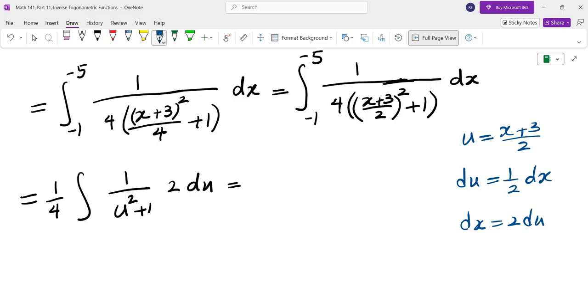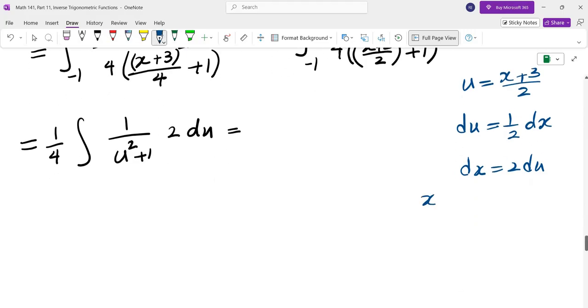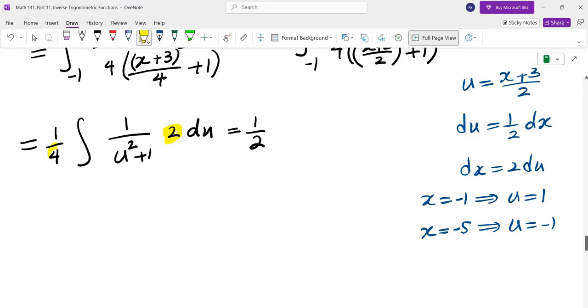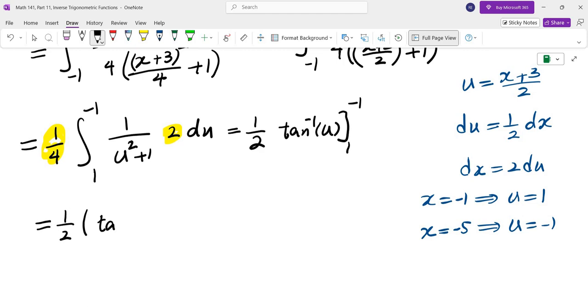Now limits of integral, if x is -1, then u is 1. If x is -5, we plug it in, we get -5 plus 3, that's -2, over 2, that's -1. So this gives us 1/2. I'm combining these two to get 1/2, and then these limits are 1 to -1, tan inverse of u from 1 to -1. That gives us 1/2 times (tan inverse of -1 minus tan inverse of 1).